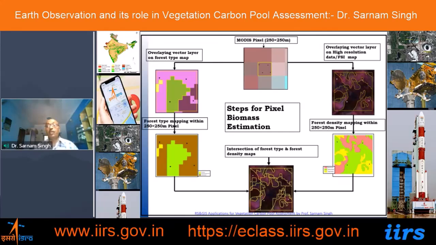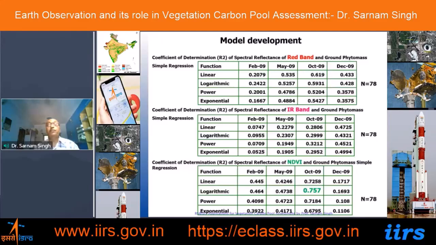Now, how do we develop models, let us say? So I have a very simple regression model. We used linear, logarithmic, power, and exponential functions. We have taken 4 months or 4 seasons of data: February, May, October, and December. And we use, let us say, the red band. First of all, we are trying to relate with the red. Red has a very strong absorption and is related to the amount of biomass.